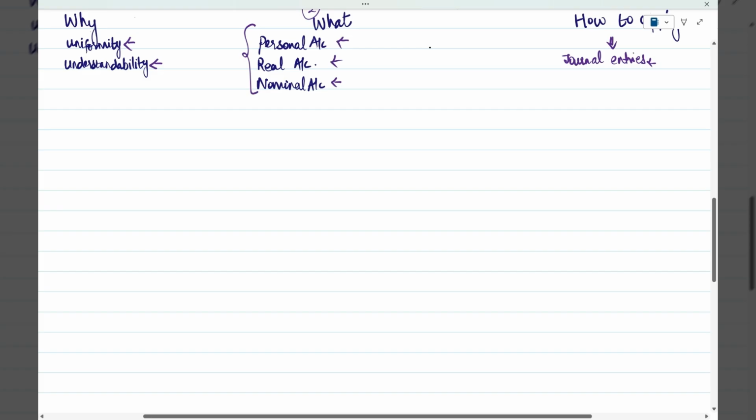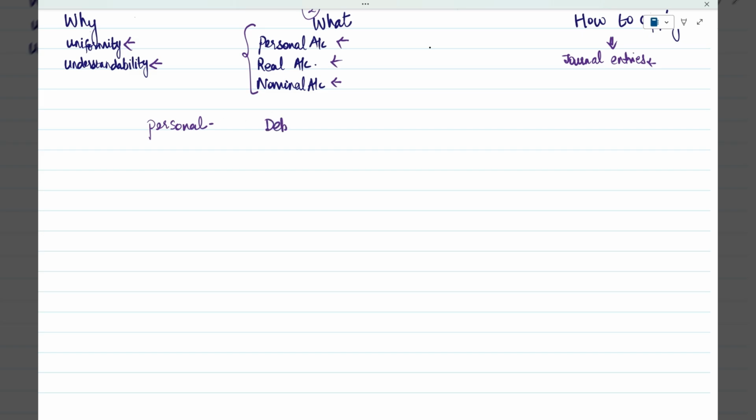Moving on to what these golden rules of accounting are. When it comes to all those accounts which are personal in nature, what does the rule say? Debit the receiver, credit the giver. This is what the golden rule says. That means whenever someone is receiving anything, if it is personal in nature, debit the receiver, credit the giver. So the first step you need to identify is whether the nature of the account is personal.